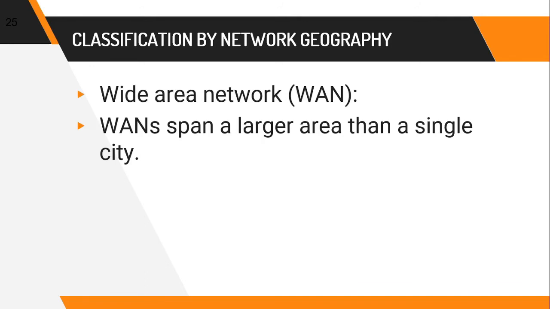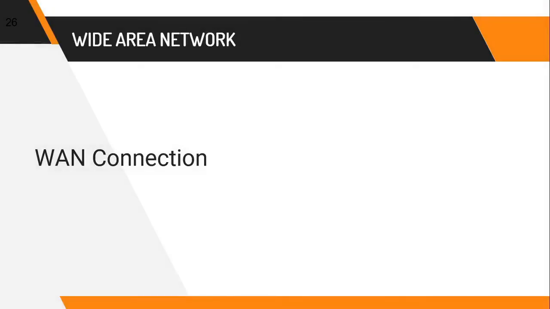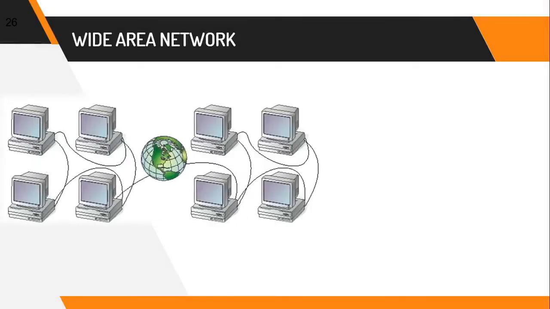Wide area network. WANs span a larger area than a single city. A WAN uses long-distance telecommunication networks for connection, thereby increasing the cost. The internet is a good example of a WAN. This is an example of a WAN connection.